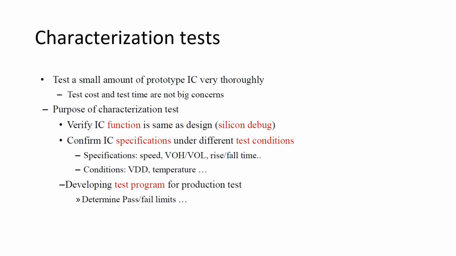What are the different conditions we spoke about? Voltage, temperature, process, right, with the material, there are various conditions. So you have to have a test program for test. So the characterization is required to determine the pass and fail.